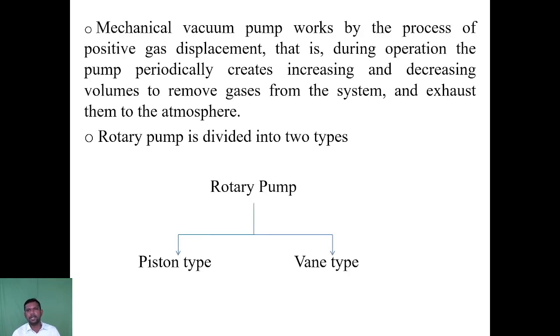So the mechanical vacuum pump works by the process of positive gas displacement. That is, during operation, the pump periodically creates increasing and decreasing volumes to remove gases from the system and exhaust them to the atmosphere. This is the working principle of the mechanical vacuum pump.